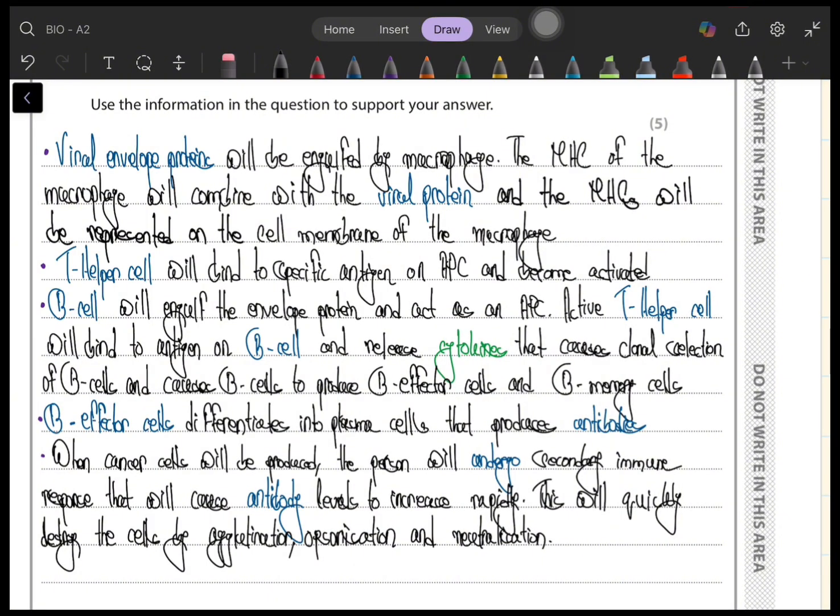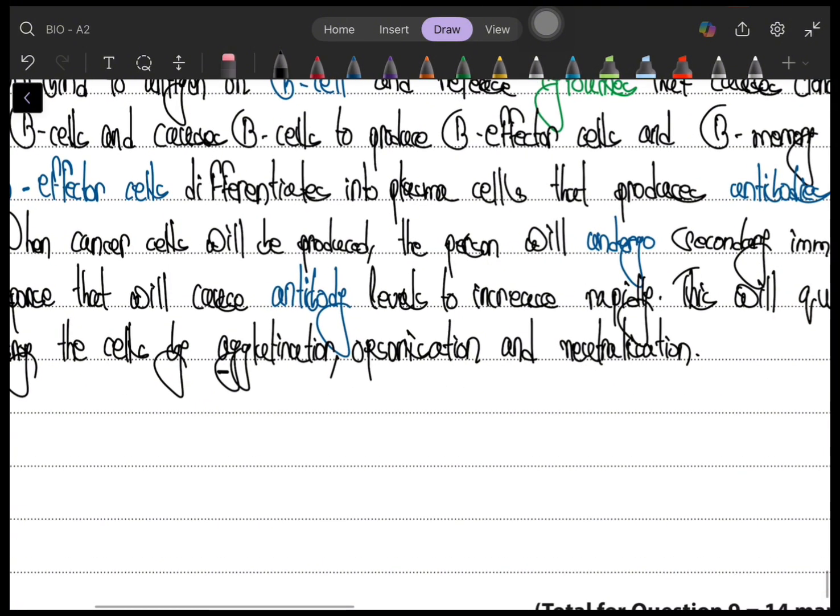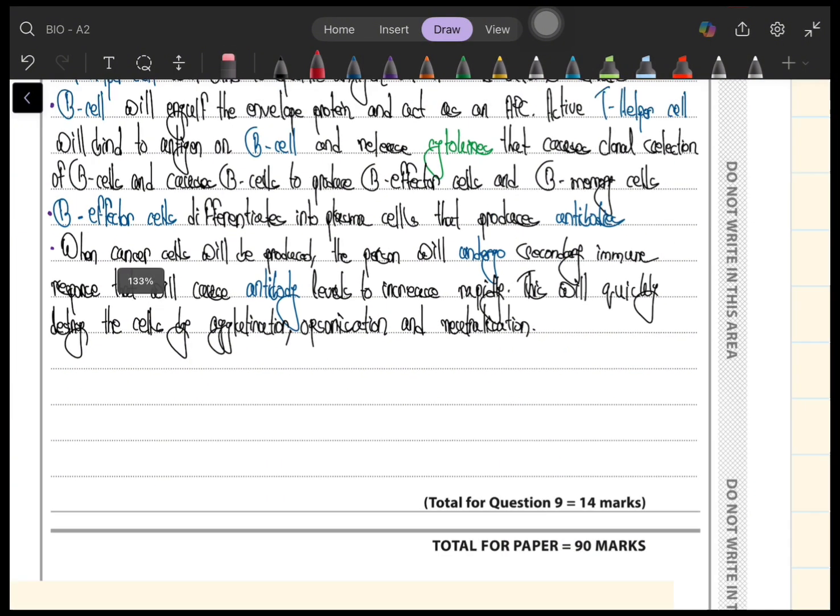When cancer cells appear, the person will undergo a secondary immune response, right? That would cause the antibody levels to increase rapidly. This will quickly destroy the cells by agglutination, which means it would cause the cells to stick together. Opsonisation, it would act as a label for the macrophages, and neutralization. It would neutralize any of the toxins that have been produced by the bacterial cells.